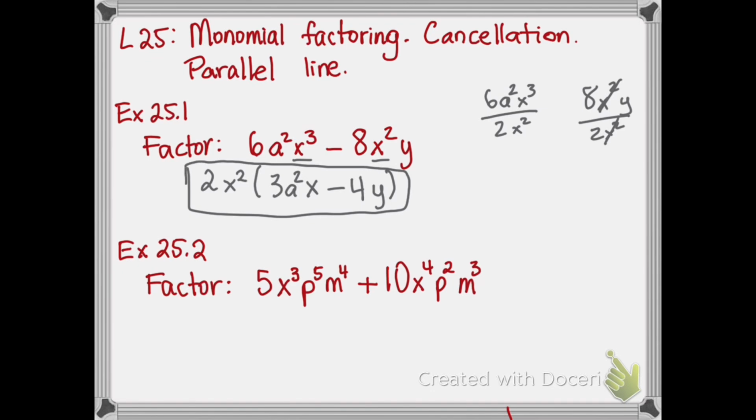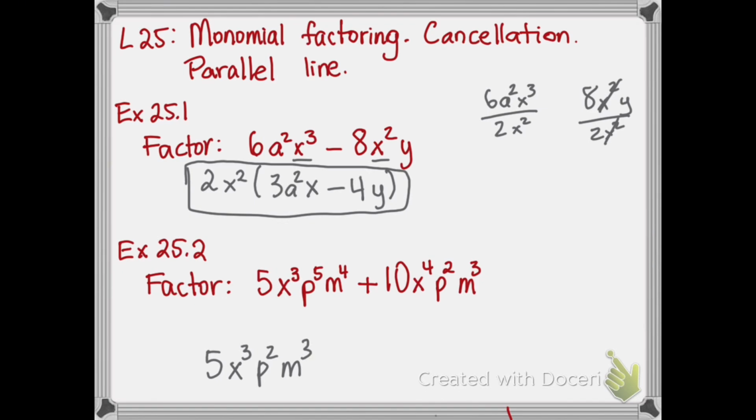In the next one, we'll do the same. 5 is the greatest common factor for 5 and 10. And then for x3 and x4, we'll choose x3 because it's the smallest exponent. P2 and P5, we'll choose P2. And M4, M3, we'll choose M3.